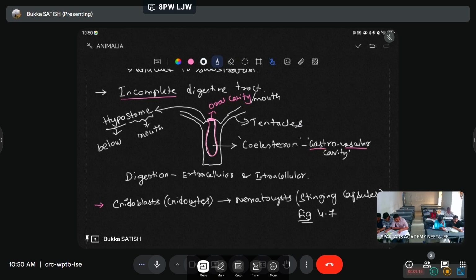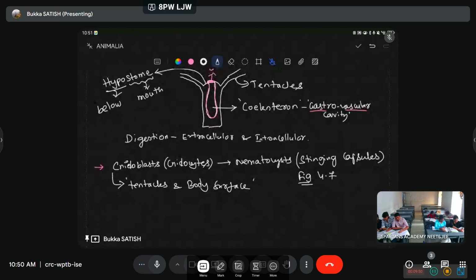The question that will be asked is to identify them, so what those cells are. What is given there is nidoblasts or nidocytes. So where are they present? They are present on tentacles and the body surface. The tentacles as well as the body surface are covered with the nidoblasts. Coming to the function of these nidoblasts, they help in the capturing of prey.